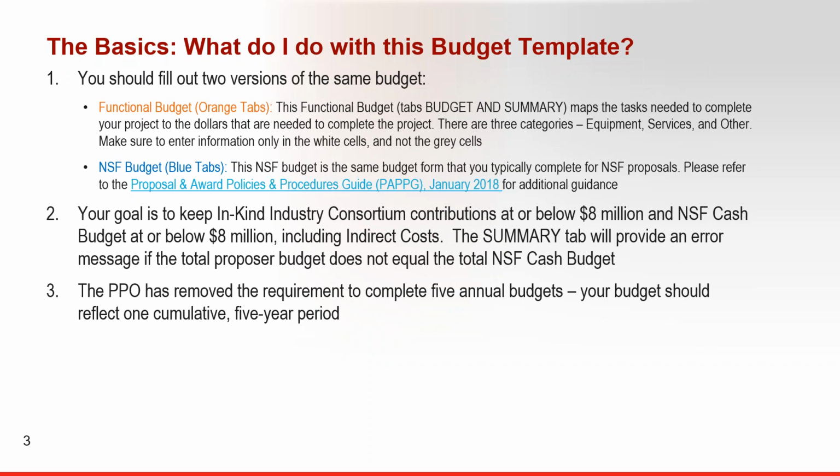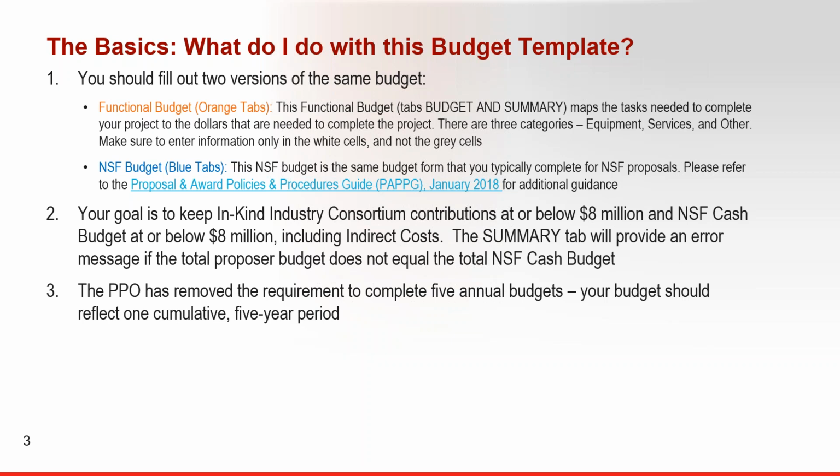You must complete 2 different budget versions. We recommend that you complete the functional budget first. You'll find instructions for the budget template on the first tab of the workbook. The second and third tabs of the workbook, the orange tabs, are the functional budget tabs.